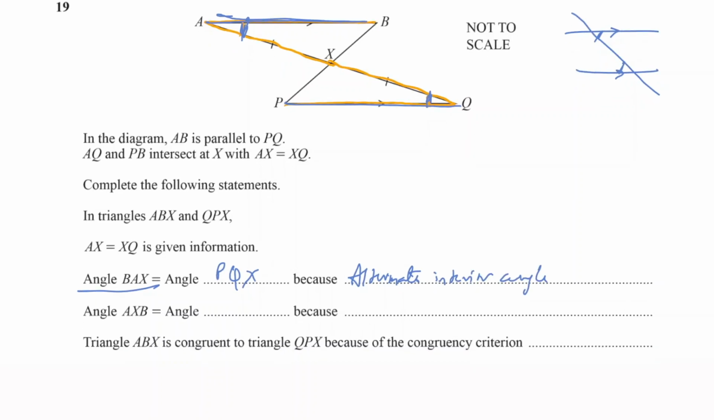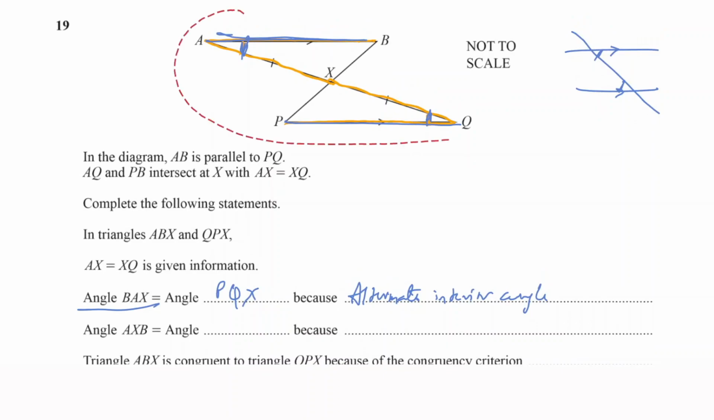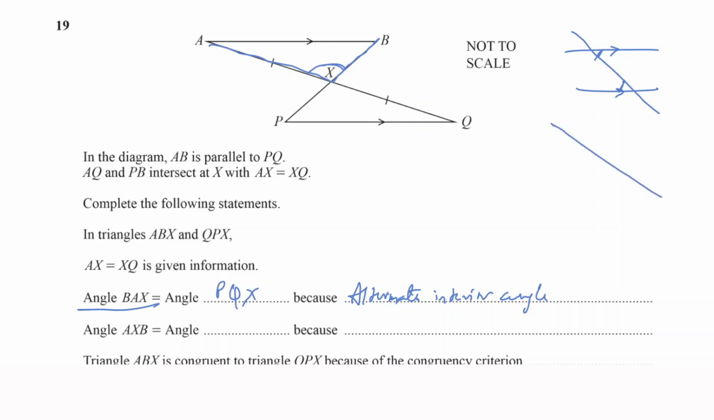Okay, then the second part is they have given one of the statements that angle AXB is equal to which angle? Definitely if two lines cross like this, this angle should be equal to this angle. So angle AXB will be equal to PXQ.